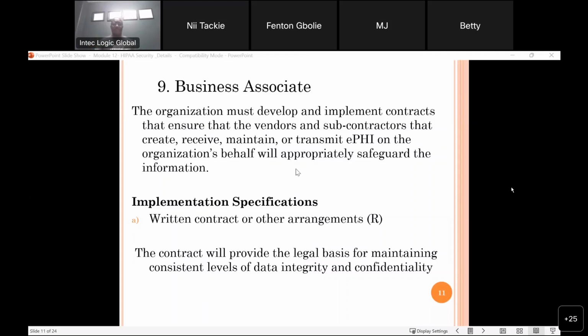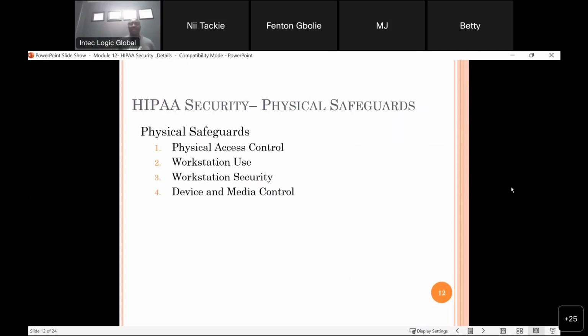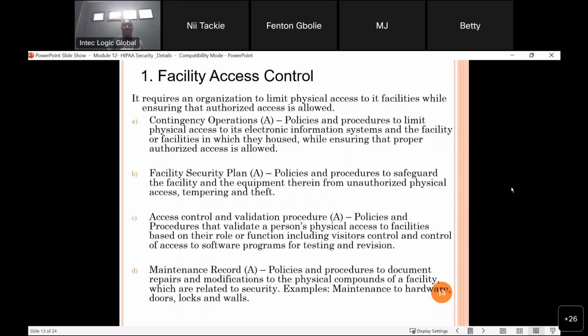Good. Okay. So those are the nine administrative safeguards. The next one is physical safeguards. Here we have physical access control, or the facility access control. They are the same. Then workstation use, workstation security, device and media control. Now let's look at facility access control, or physical access control.